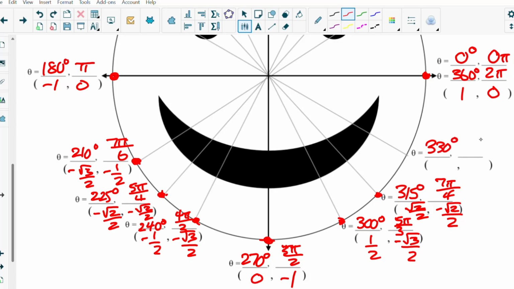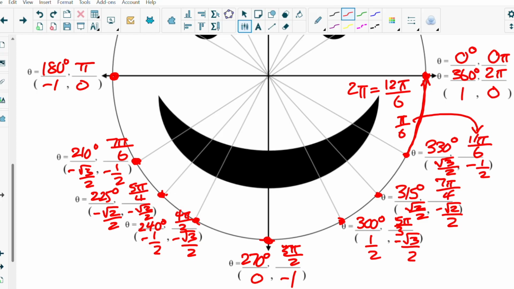Last one here, 330 degrees. That is square root of 3 over 2 and negative 1/2. This is 11 pi over 6. How do I know it's 11 pi over 6? Well, if I go all the way to the end here, I know this is 30 more degrees, or pi over 6 more. So 2 pi is also known as 12 pi over 6. Well, I'm going to go 30 degrees less than that, or pi over 6 less than that. So this one must be 11 pi over 6. Okay, and we've done a full rotation of our unit circle.